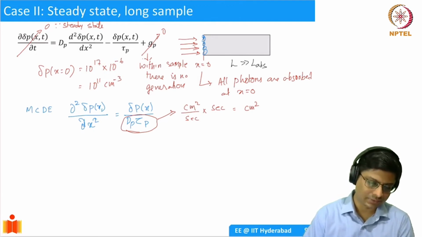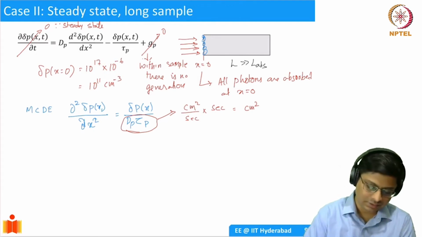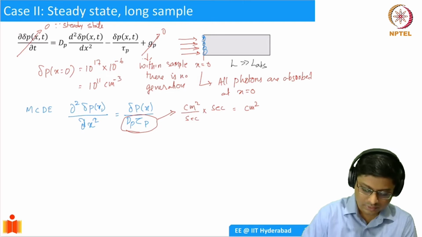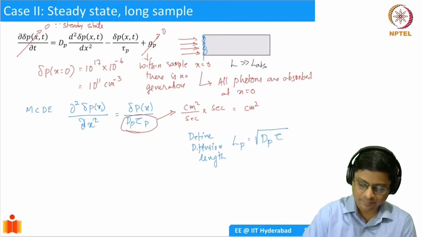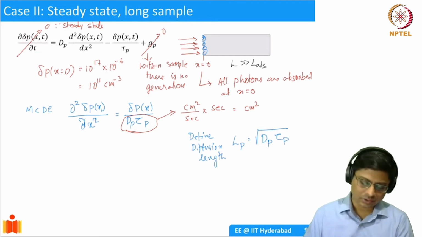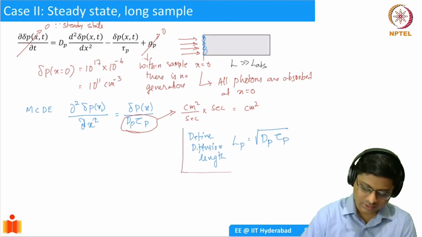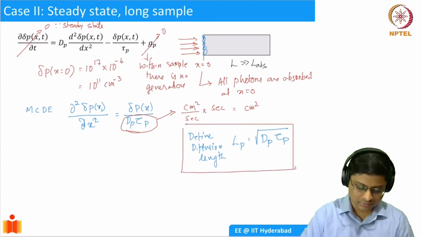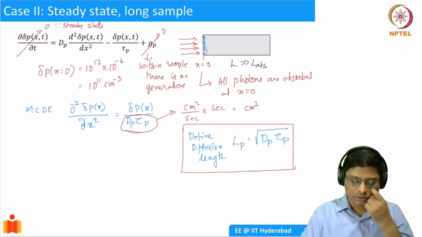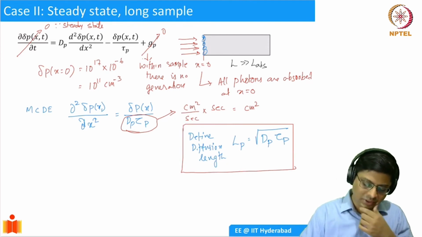Now what I'll do is define a quantity which I'll call the diffusion length, LP. I'll define it as the square root of DP times tau p. This diffusion length is going to be an important part of my problems.